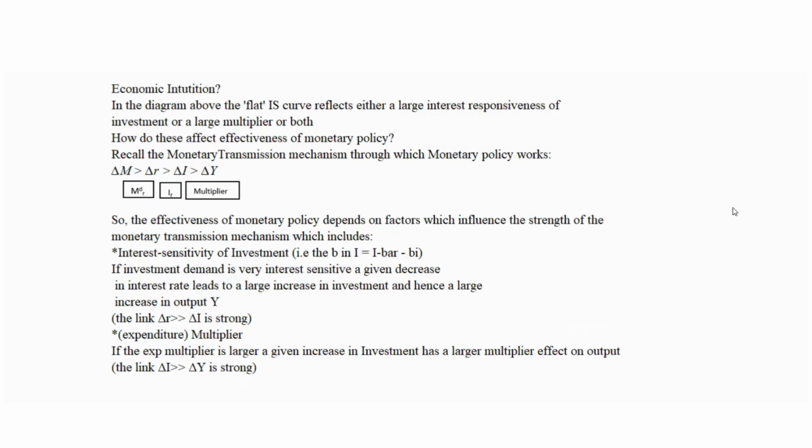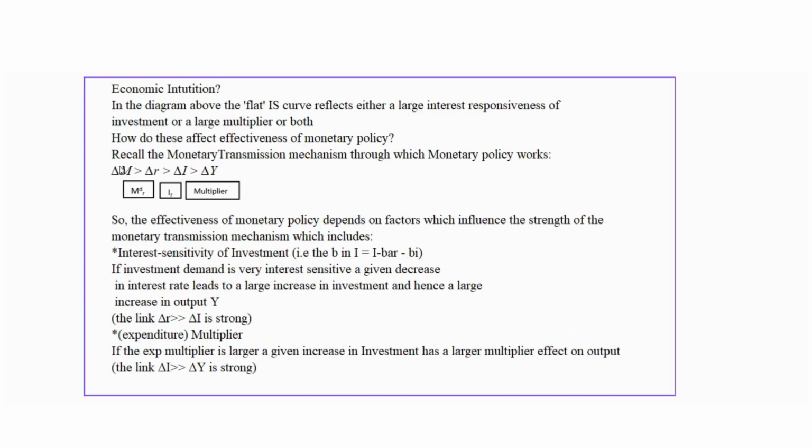Like we said, whenever we think about the economic intuition behind monetary policy, we think about factors that influence the strength of the monetary transmission mechanism through which monetary policy works. So in order to see how interest responsiveness of investment and the multiplier affect the effectiveness of monetary policy, we're going to look at our monetary transmission mechanism. What does it say? It says that when you change money supply, that changes interest rate, which changes investment, which in turn changes output.